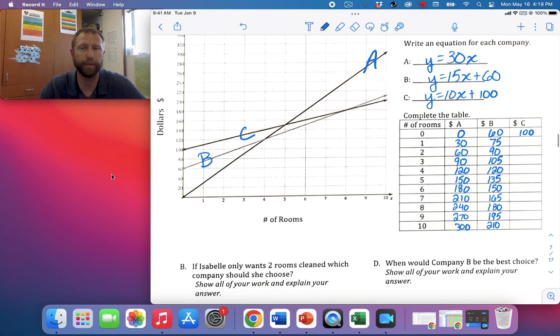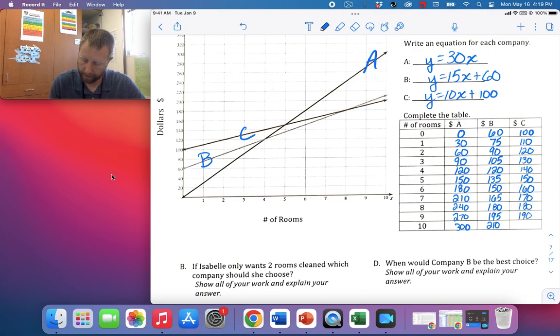Okay, company C, the slope was just 10. So I'm just increasing by 10 each room. So counting on from 100, that's 110, 120, 130, 140, 150, 160, 170, 180, 190, and then 200. So that's kind of interesting, right? Company C started with the highest amount, started with 100, but it ends with the lowest. It ends with 200, whereas the other 2 companies are at 210 and then 300.